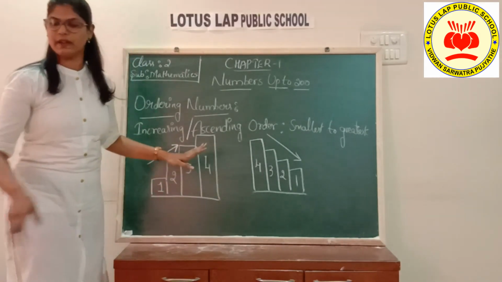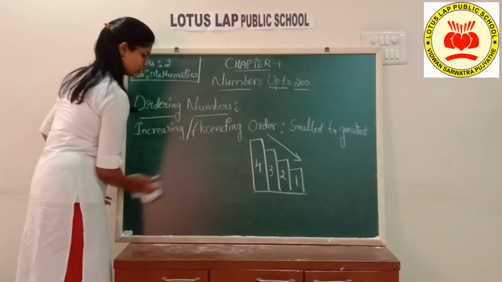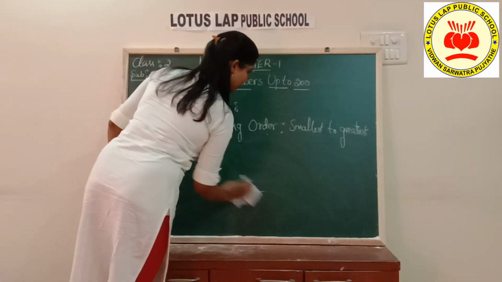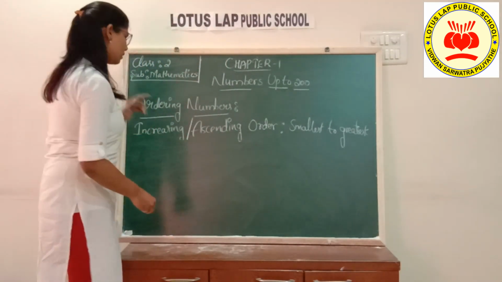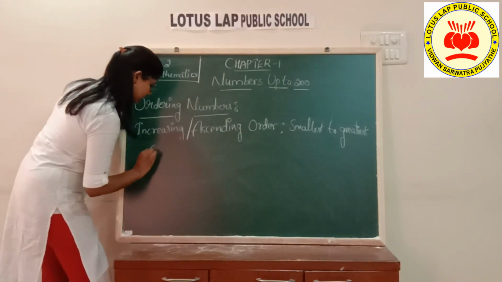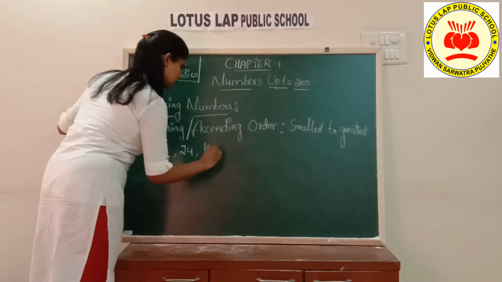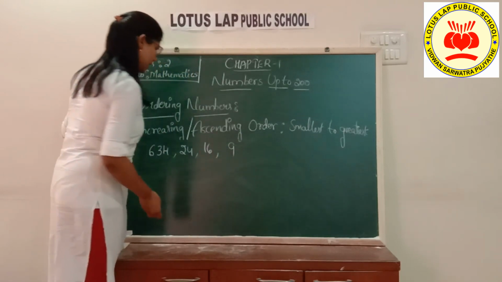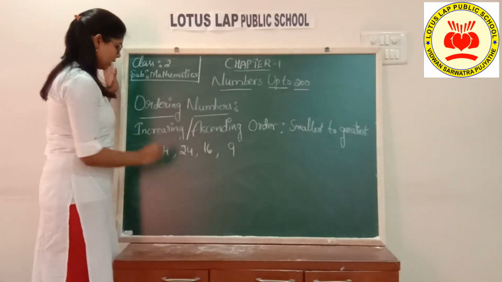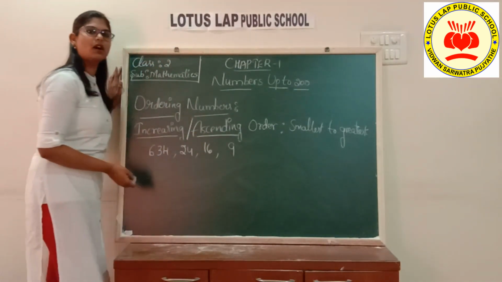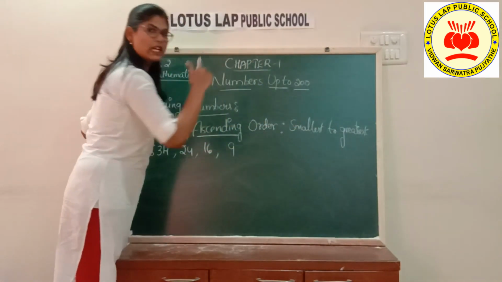The same way we will write numbers also. For one digit, you will compare like this. Okay, as I told you how to compare biggest and smallest numbers in the previous one, which is comparing numbers. Okay, now if I give 634, 24 and 16, here I want to take 9. Here I have 634, 24, 16 and 9. I want to write in increasing order. What is increasing order? Writing numbers from smallest to greatest.